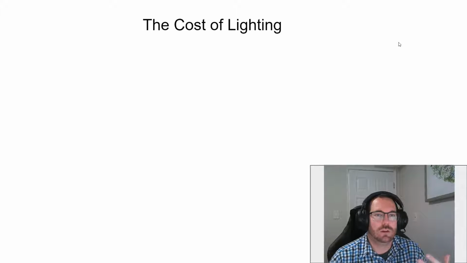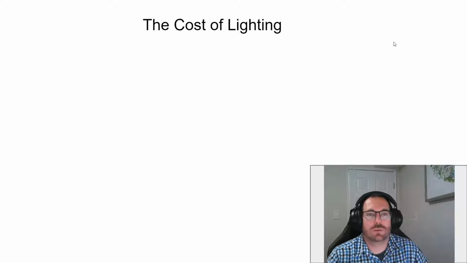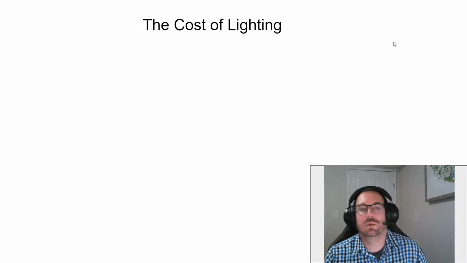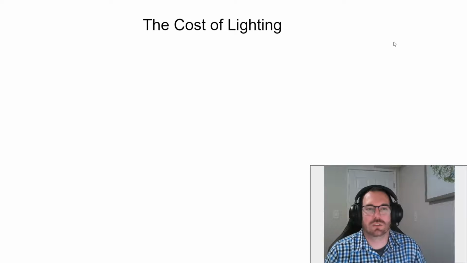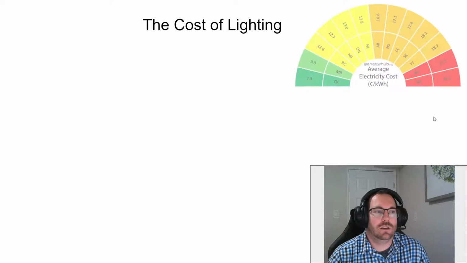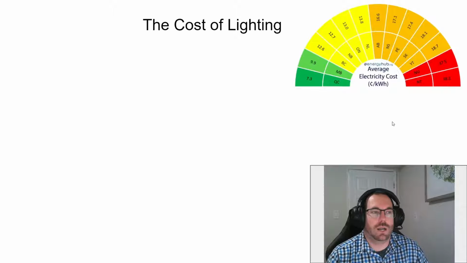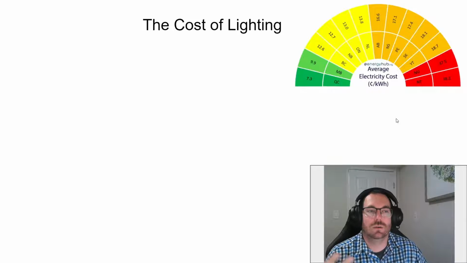So far, we've looked at how various light sources produce light, but now let's consider the cost of using different sources of light. And primarily, we're going to start by talking about electrical energy. And here in Ontario, electrical energy costs about 13 cents per kilowatt hour, which might not mean a lot right now, but we're going to get into exactly what that means.